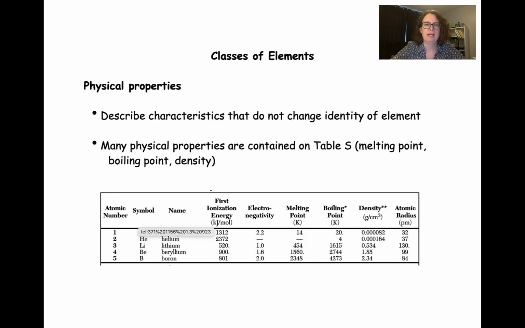We also like to organize our elements in terms of their physical properties. And physical properties describes the characteristics of elements that don't change the identity of the element. So a lot of physical properties are shown in Table S, and they include things like melting point, boiling point, and density. So here's an example from Table S. We have atomic number 2 for helium. We have melting point, boiling point, and density. And these are all things that we can use to classify and identify our different elements.